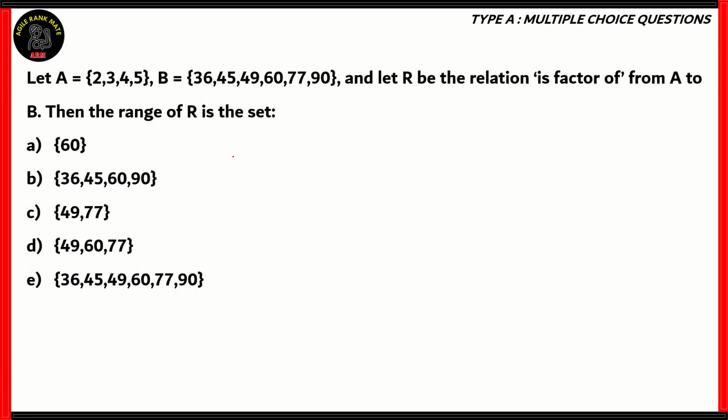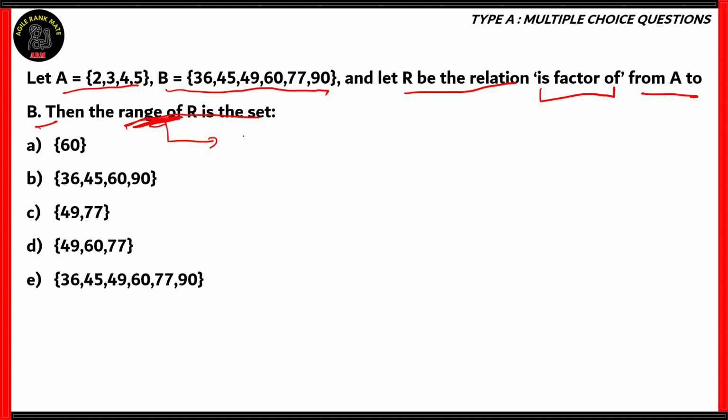Next question. Let A be a set 2, 3, 4, 5 and B be a set 36, 45, 49, 60, 77, and 90. Let R be the relation that is factor of from A to B. So basically, an element in A is a factor of an element in B. We need to find out the range of R. So, what is the range of the relation R?